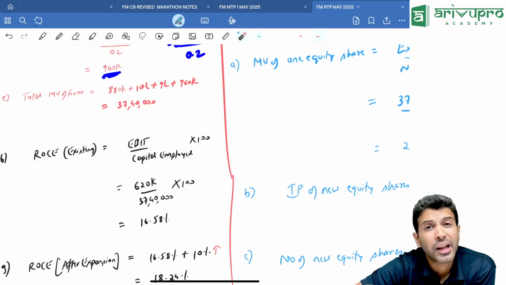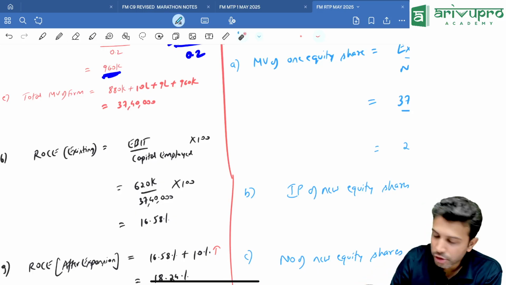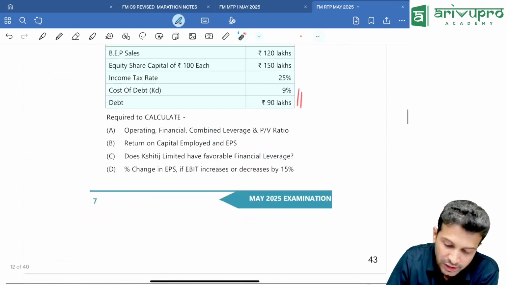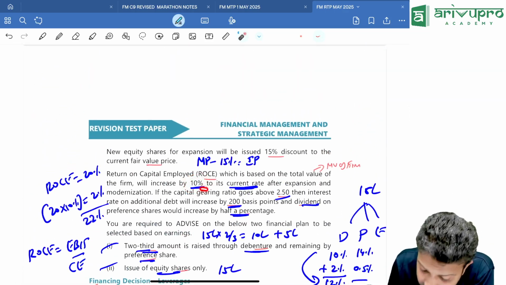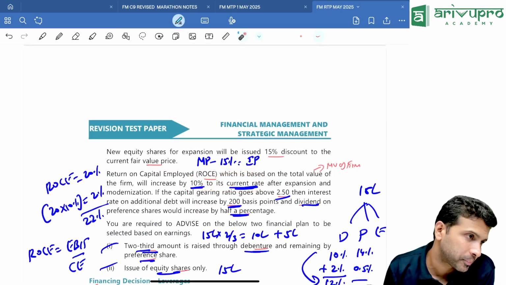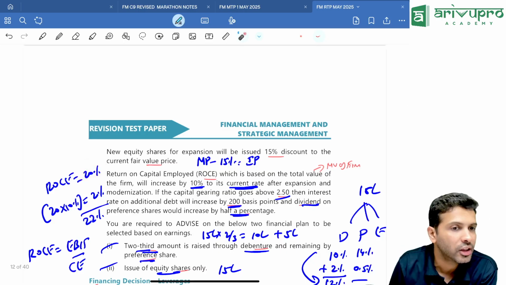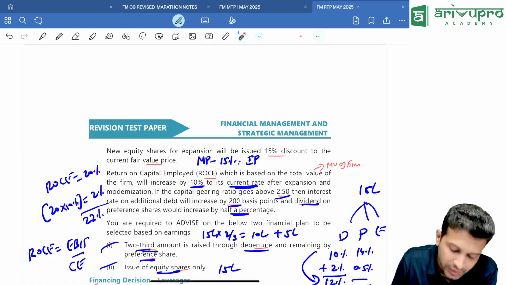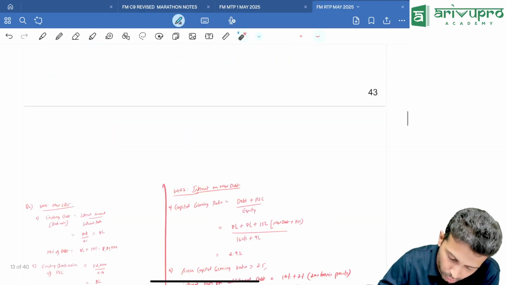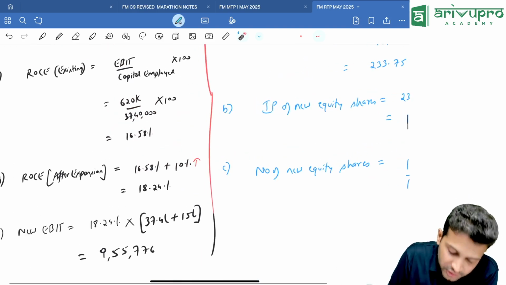Are you planning to do the current project or start a new one also? New one. The moment you start a new project, will the ROI be the same or they told it will increase? It will increase. It will increase by how much? 10% to its current rate. If the current rate is 20%, it means the ROI will increase by 10% of 20, which is how much? 2. But is the ROI we got 20 or a different number? What did we get? What is our ROI? 16.58%. This is our existing ROI.